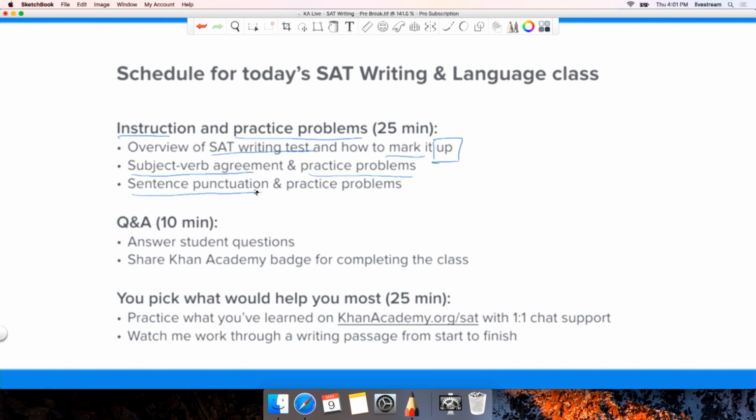After that, I'll spend 10 minutes doing Q&A, and I'll answer the questions that you have, and then I'll share the badge with you that you earned by completing the class. Then at that point, we have something a little bit different, and you get to pick what you think will help you most. The first option you'll have at that point to wrap up the class is to head over to Khan Academy to practice what you've learned, and at the same time you'll have access to one-on-one chat support from our wonderful Khan Academy and College Board staff.